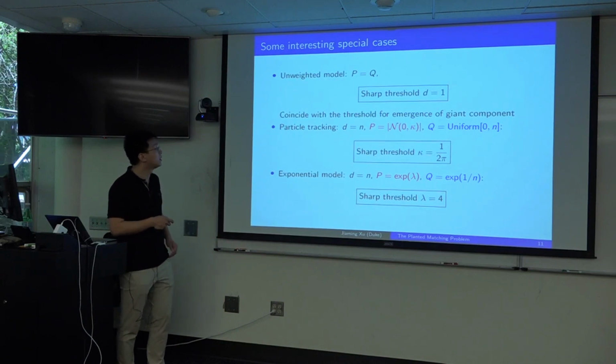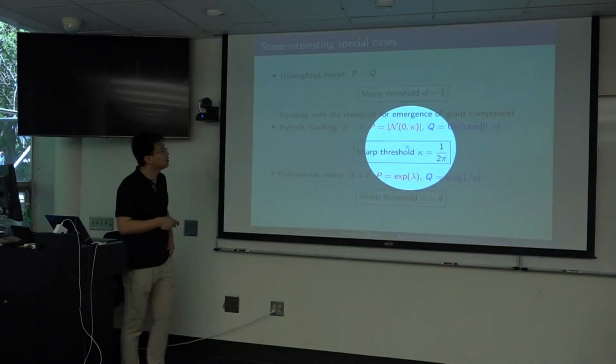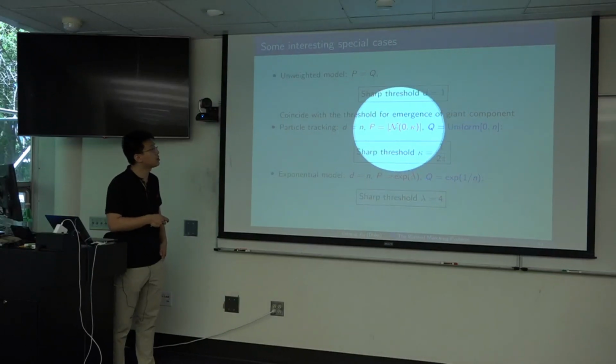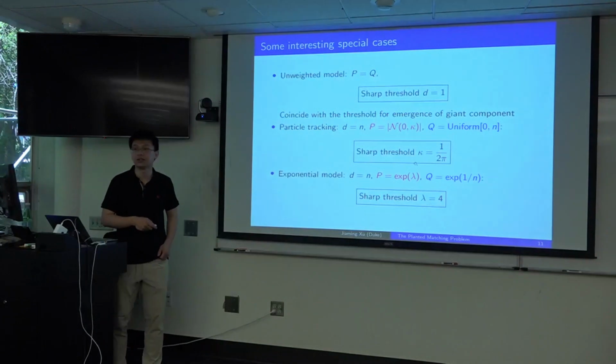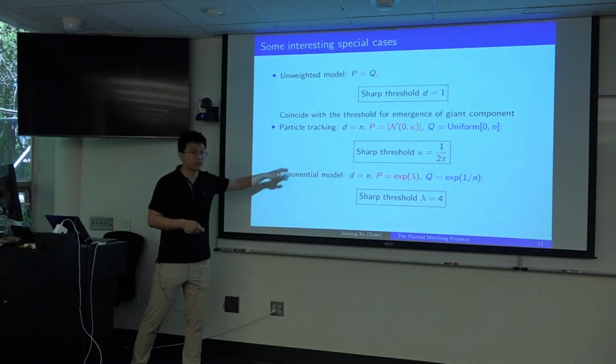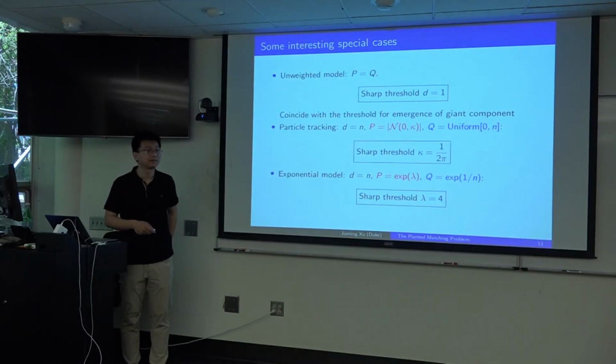Okay. Back to the particle tracking problem. If you plug in these two distributions and do a little bit of algebra, you will find the sharp threshold kappa is 1 over 2 pi. So that's how we get the prediction I showed you earlier.